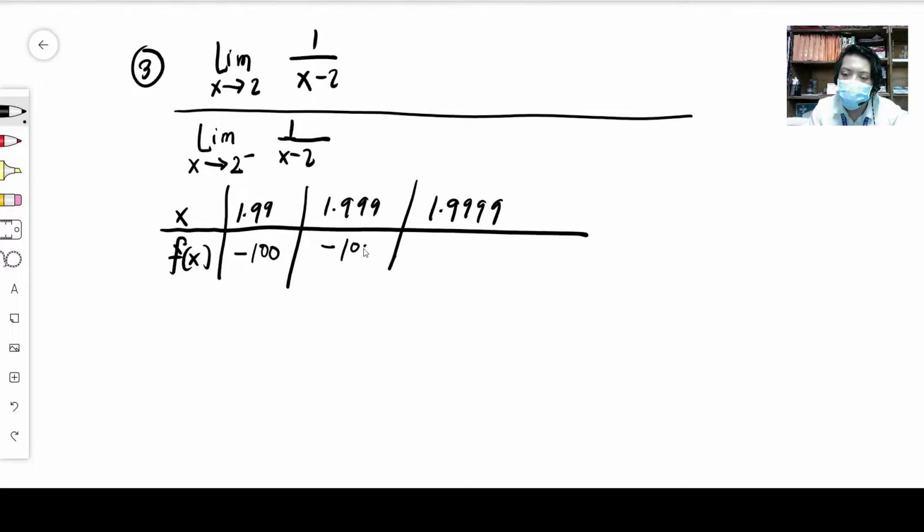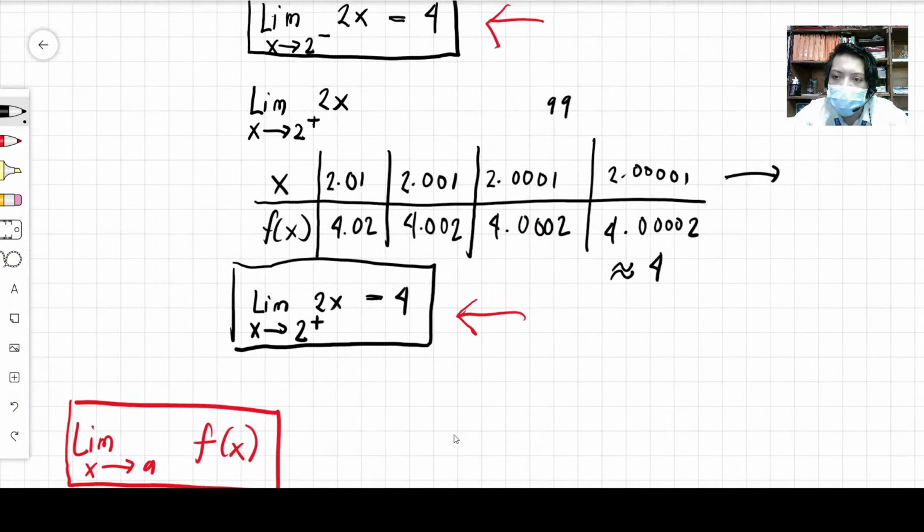The difference is huge, right? When x is equal to 1.9999, the value is negative 10,000. So you see, as x gets closer and closer to 2, the values of f of x increase without bound. This means it does not converge.